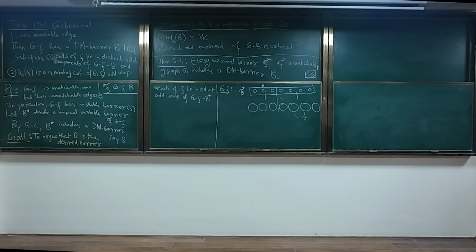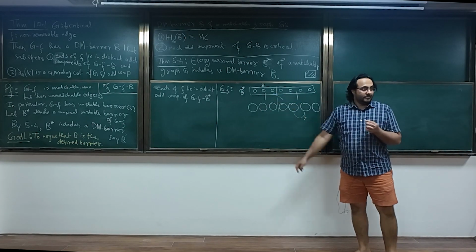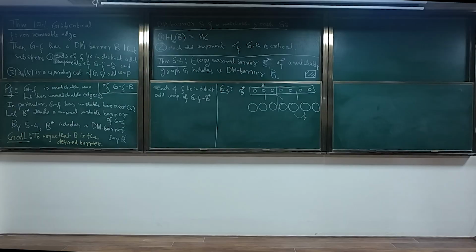One easy thing to spot is that if B itself is non-trivial, then you're done. Because the odd components of B, if F has no end there, then that continues to be a non-trivial barrier in G. So if B itself is non-trivial, you're done. The problem is B need not be non-trivial.